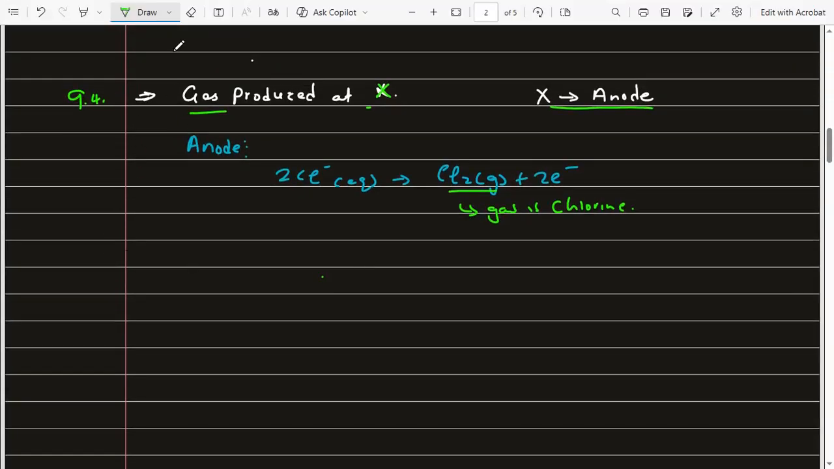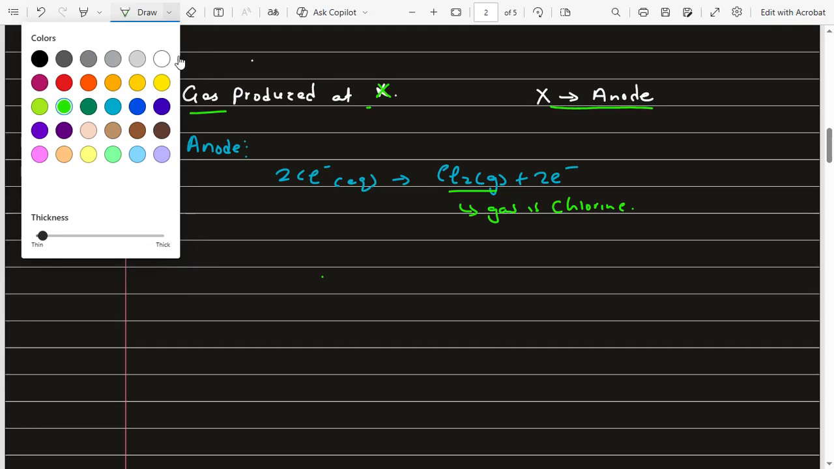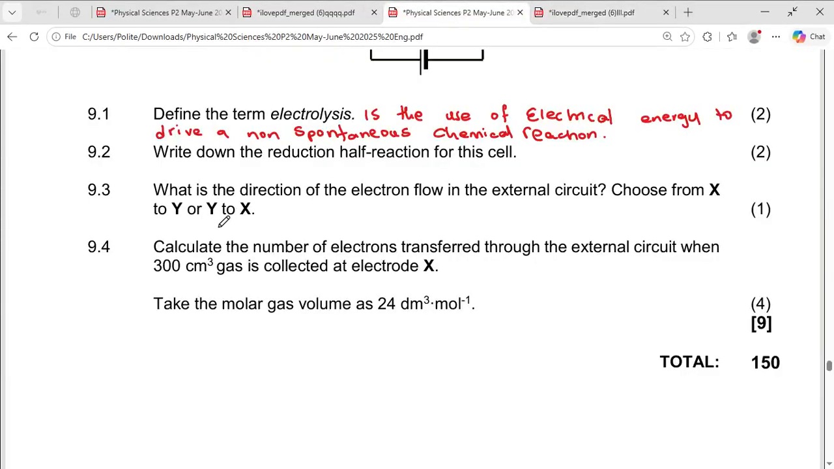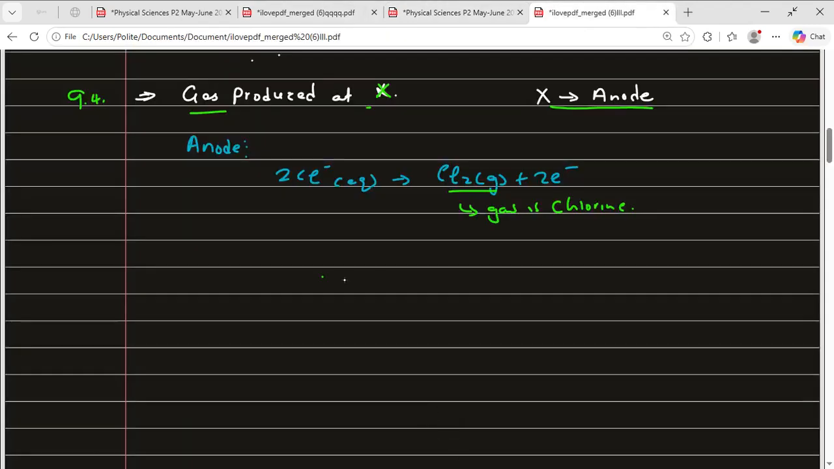The next step I need to convert from centimeter cube to decimeter cube. Remember, when I look at this, I'm given the 300 centimeter cube. I need to put that in decimeter cube. So next step, you're going to convert from centimeter cube to decimeter cube.